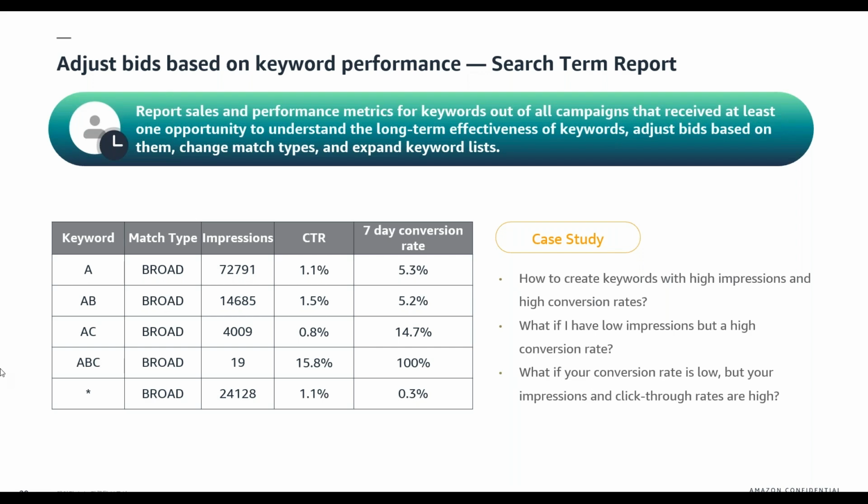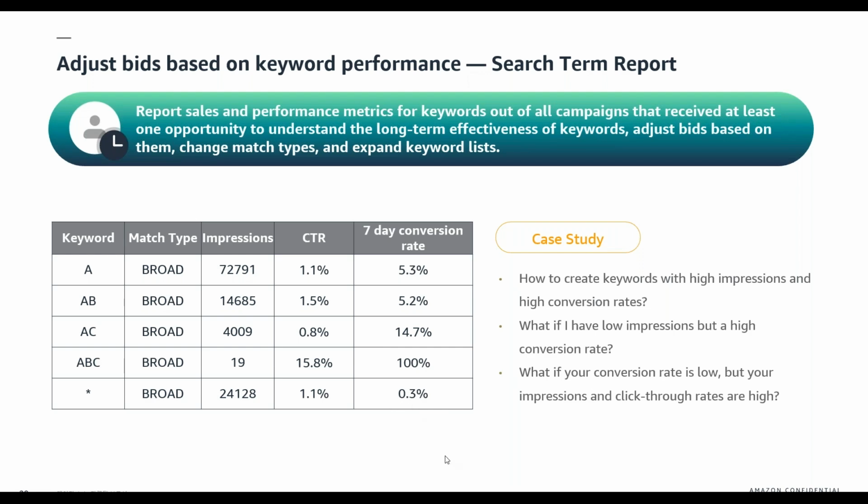And this is a case study, right? We take a look at an example of 4 different keywords. And what are the match types? You'll notice over here it's all broad match. Then we take a look at our impressions, and you'll see we have a range from 72,000 to 19 impressions, and a click-through rate ranging from a high of 15% to a low of 0.8%. And then we have the 7-day conversion rate, from a very high 100% conversion to super low conversion.